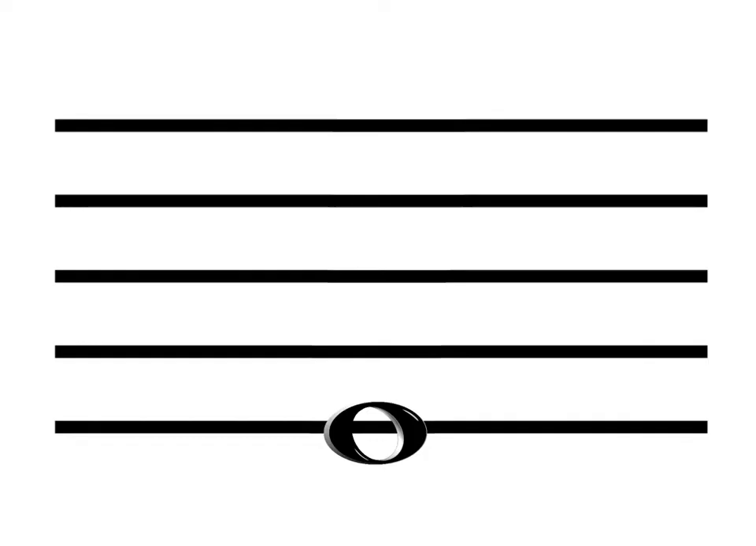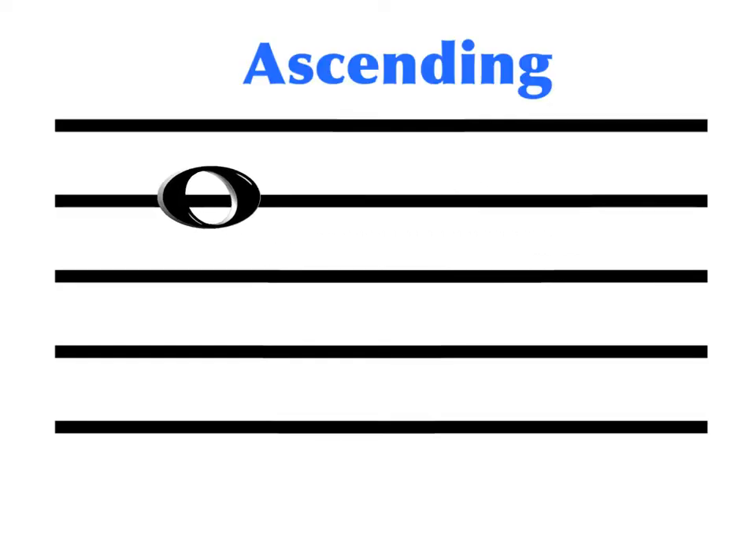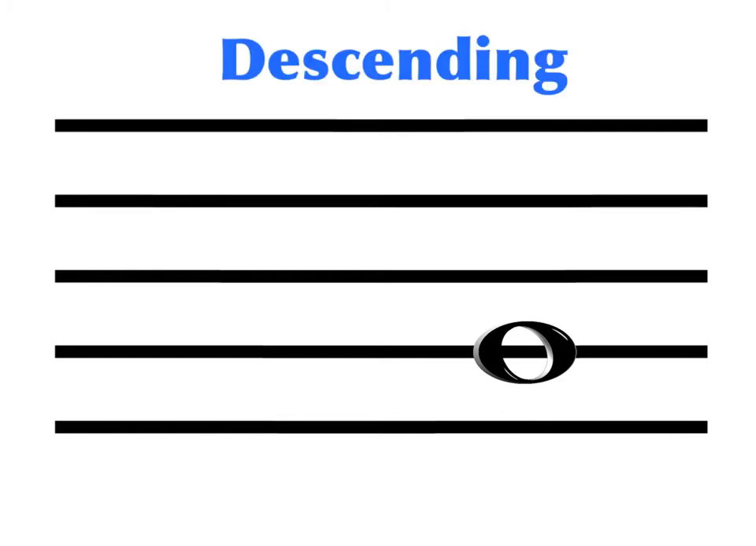When a series of musical sounds rise higher, we say that they are ascending. When musical sounds drop lower, we say that they are descending.